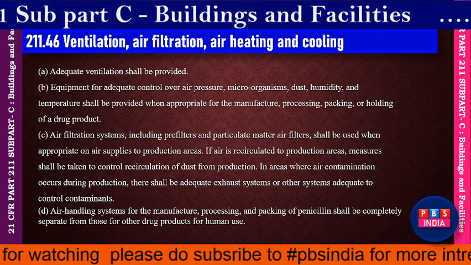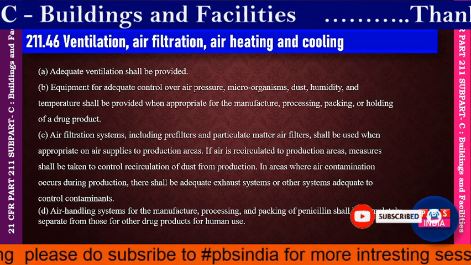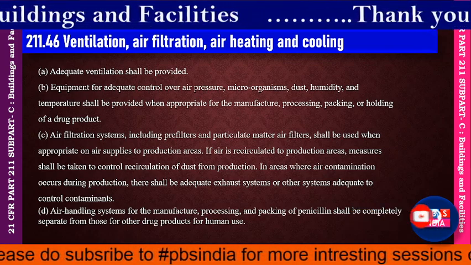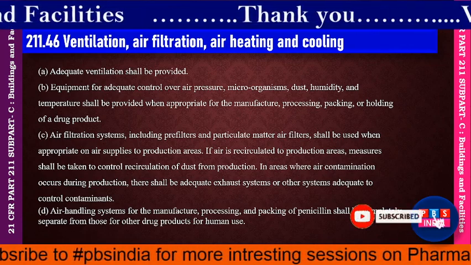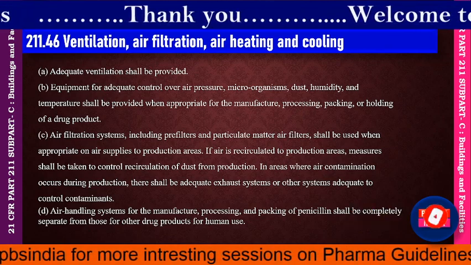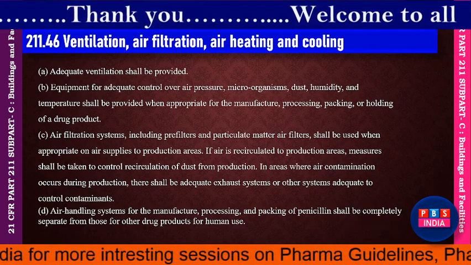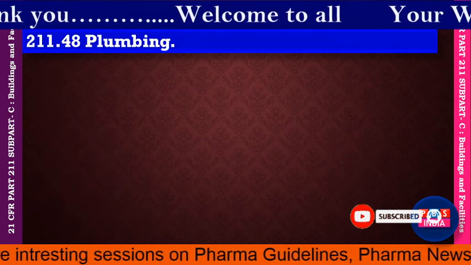In areas where air contamination occurs during production, there shall be adequate exhaust systems or other systems adequate to control contaminants. Air handling systems for the manufacture, processing, and packing of penicillin shall be completely separate from those for other drug products for human use.